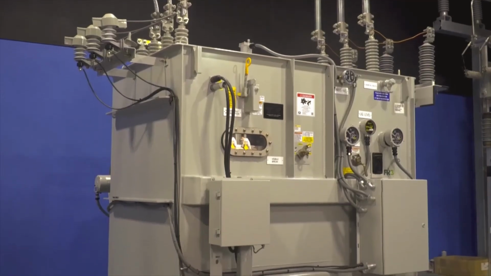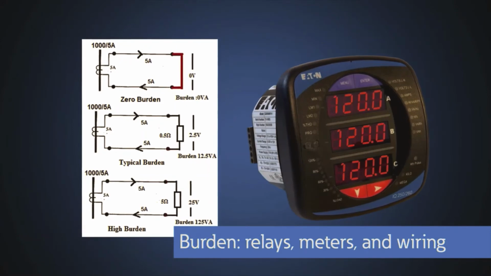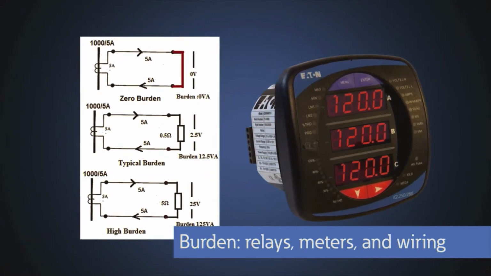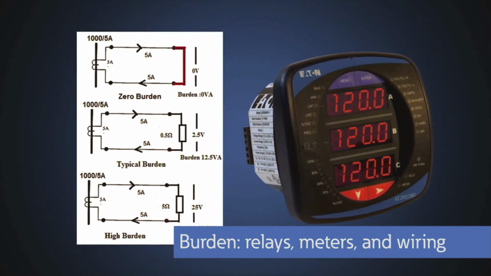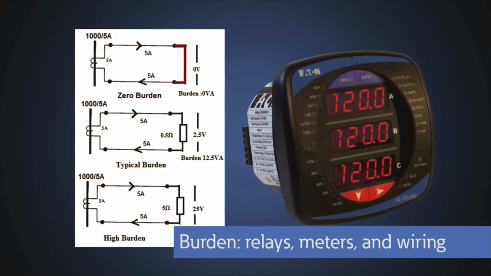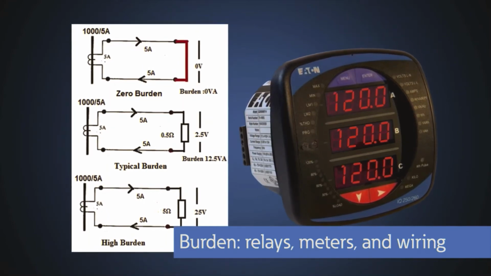Like all transformers, CTs have volt-ampere or capacity ratings. CTs have limits to the number of devices and length of wire that can be connected to its secondary side, which is called the burden. Items that contribute to burden are relays, meters, and wiring. The best way to reduce burden is to keep the conductors between the CT and the metering devices as short as possible, or increase the wire size to reduce resistance.